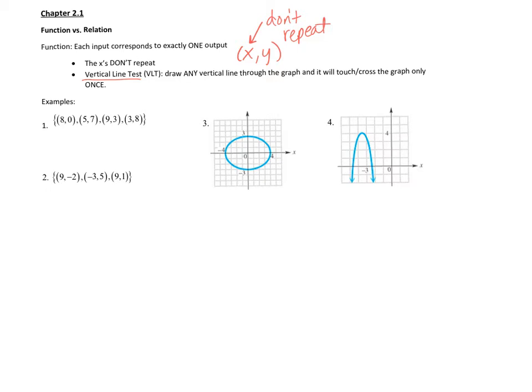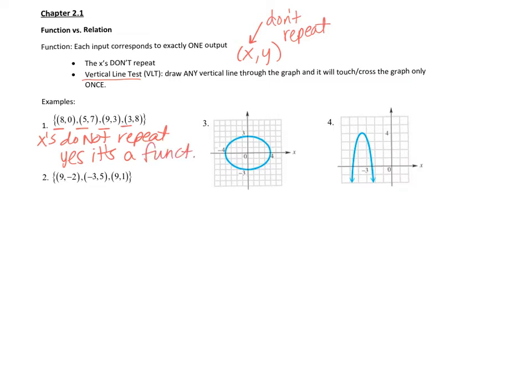The first two examples we're going to look at are ordered pairs. Our set is going to include ordered pairs. We're going to first look at all of the x values. So we have 8, 5, 9, and 3. Looking at just the x values, I can see that the x's do not repeat. So that means that it is a function.